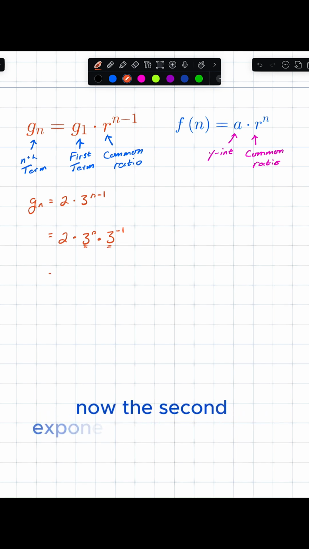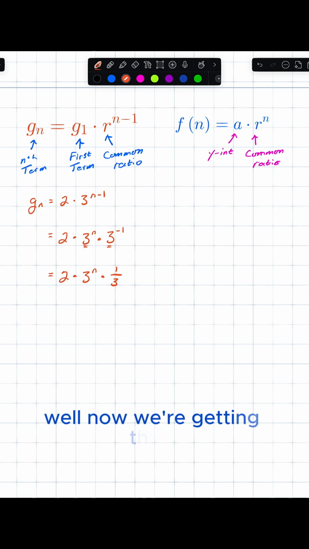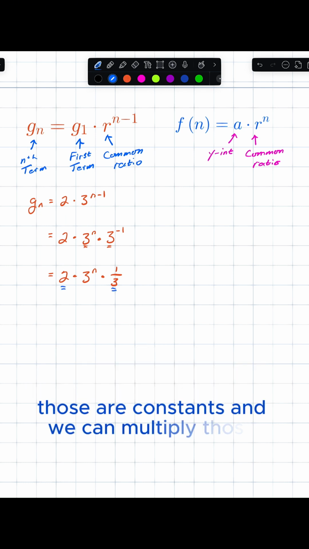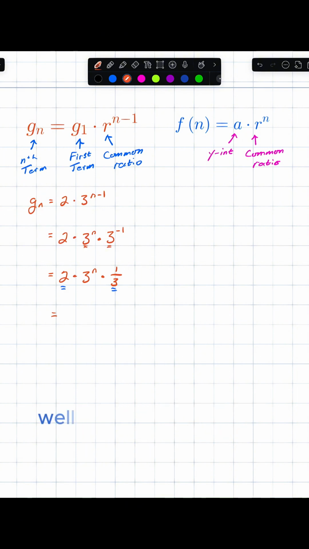Now, the second exponent rule we need to apply, we're going to bring down the 2. We're going to bring down the 3 to the n. But we know that 3 to the minus 1 is simply equal to 1 over 3. Well, now we're getting there. We have a 2 and a 1/3. Those are constants, and we can multiply those things together. Well, 2 times 1/3 is simply 2 over 3. And we bring down our 3 to the n, and we're there.